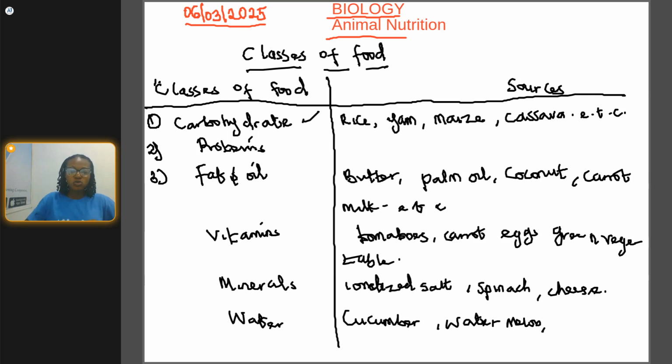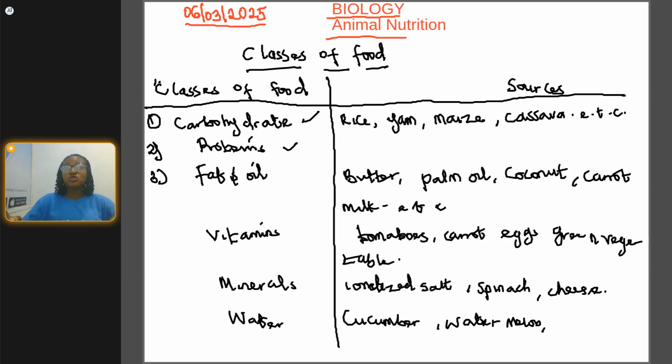So we move to protein. What are the functions of protein? Protein is very essential for body growth. It repairs the body tissue and helps in production of enzymes. So it is very good to eat protein. That's why it is not advisable that you just feed on carbohydrates alone.